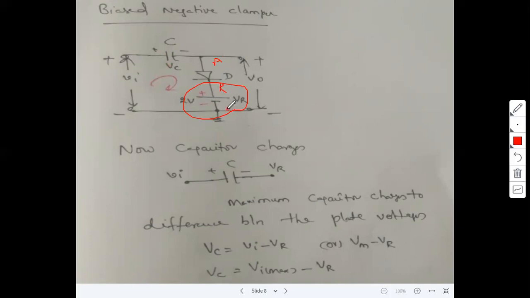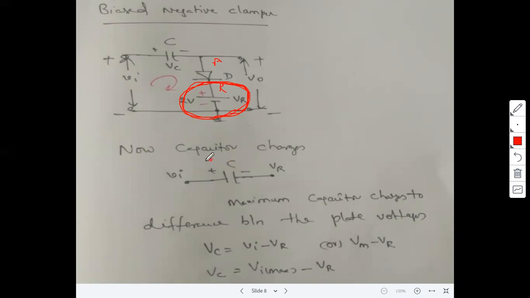Capacitor. Only one thing is different in the biased clamper circuit: an extra DC voltage is added to the circuit, right? Okay, 2 volts here. Here also 2 volts. Now, what is the change in the capacitor?